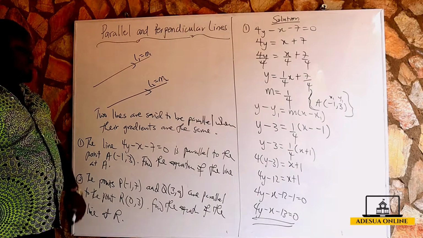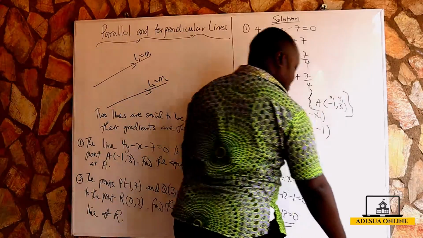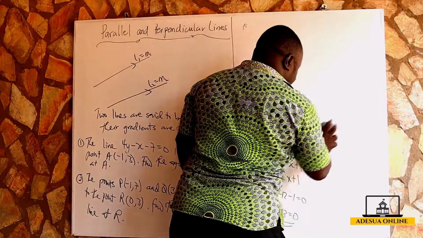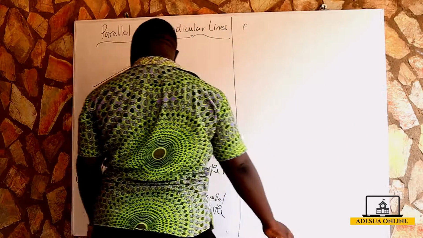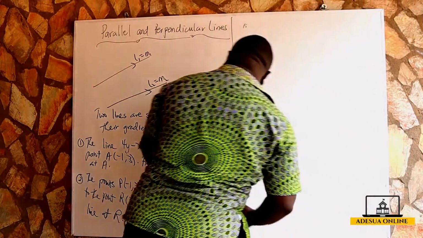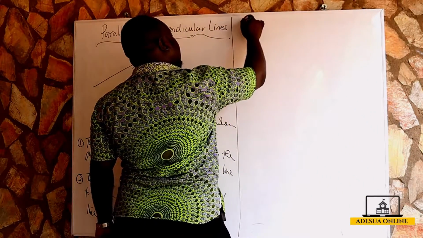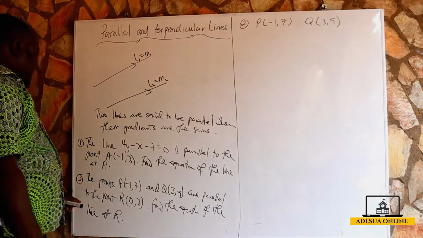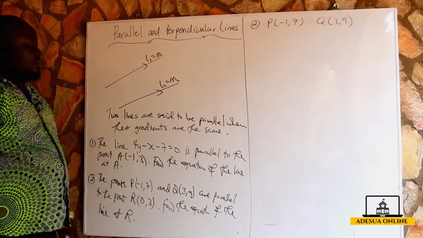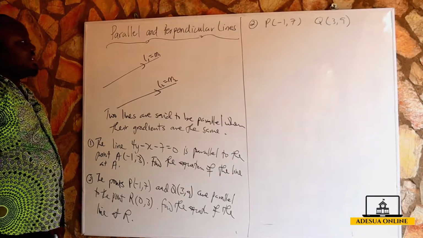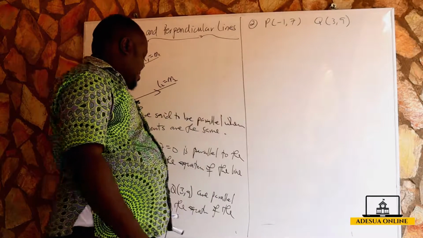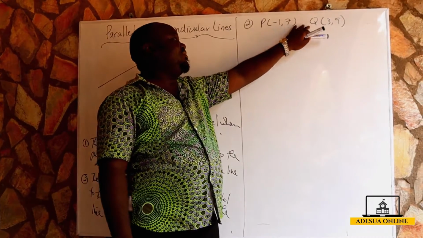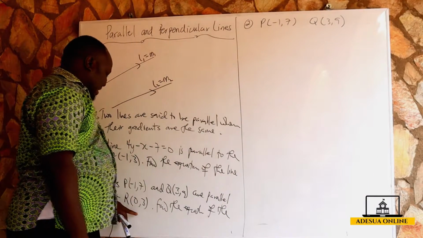Now we move to question 2. In question 2, it is said that the points P (-1, 7) and Q (3, 9) are parallel to the point R (0, 3). So find the equation of the line at R. Now, if these 2 points are parallel to this point R, it also means that the gradient of these 2 points is equal to the gradient at this point.